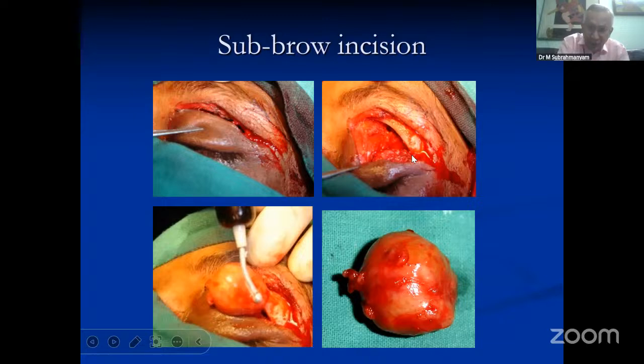Identify the mass, just incise the periosteum here, identify the mass, and take it out again with a cryo. This is the lacrimal gland that has been removed.